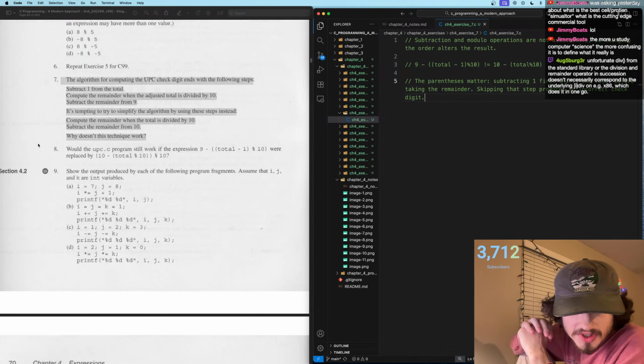Unfortunately, div from the standard library or the division and remainder operator in succession doesn't necessarily correspond to the underlying index or listed div on x86, which is Go.